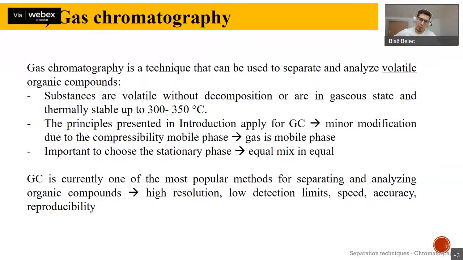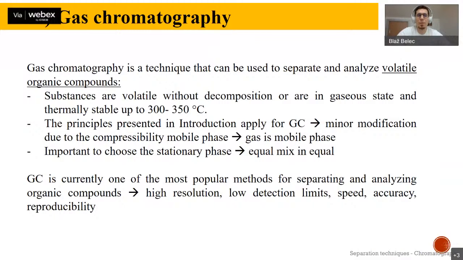So we know different chromatography methods are divided commonly in two sides, so gas chromatography and liquid chromatography. So gas chromatography, as the name says, is a chromatography technique that can be used to separate and analyze volatile organic compounds. So substances should be volatile without decomposition or already in gaseous state, but they should be thermally stable up to 350 degrees.